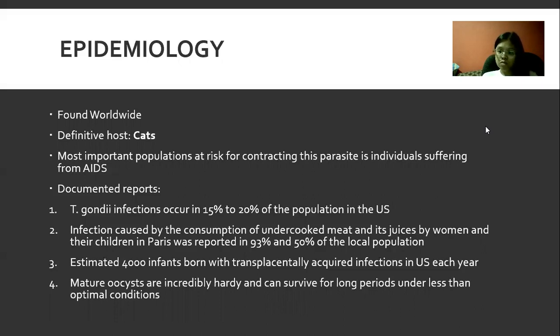Bakit po? Kasi mahilig po sila kumain ng raw meat. Medium rare o kaya rare. Yan. So, hindi po properly cooked. So, nai-infect po sila ng Toxoplasma gondii. Estimated 4,000 infants born with transplacentally acquired infection in the US each year, and mature oocysts are incredibly hardy and can survive for long periods under less than optimal conditions. So, kaya po nila mag-survive ng matagal.